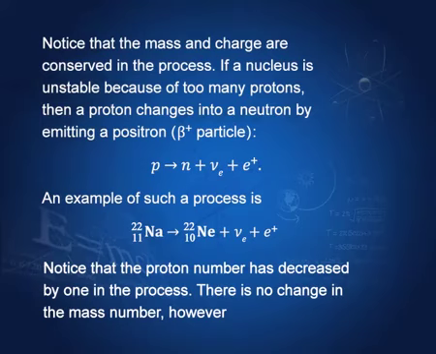Let us take another example. Sodium 22 with atomic number 11 becomes neon 22 with atomic number 10 with the emission of a positron and neutrino. The positron takes away one unit of charge, therefore this 11 becomes 10, and this 22 remains 22. So, the charge and mass are conserved in a nuclear interaction.